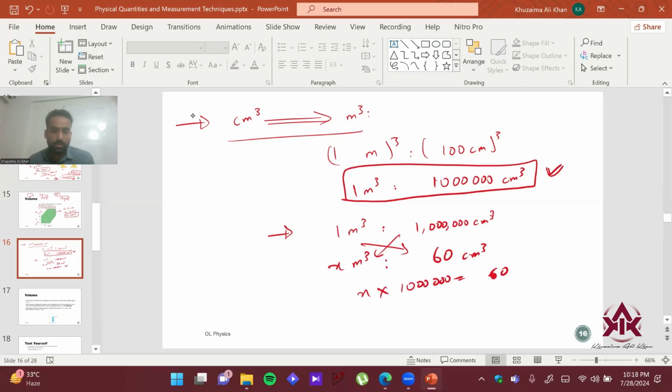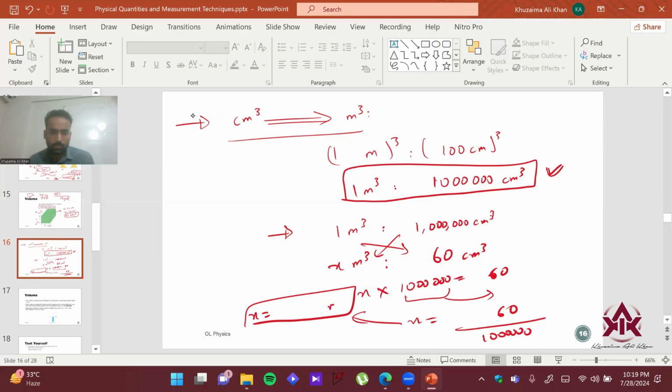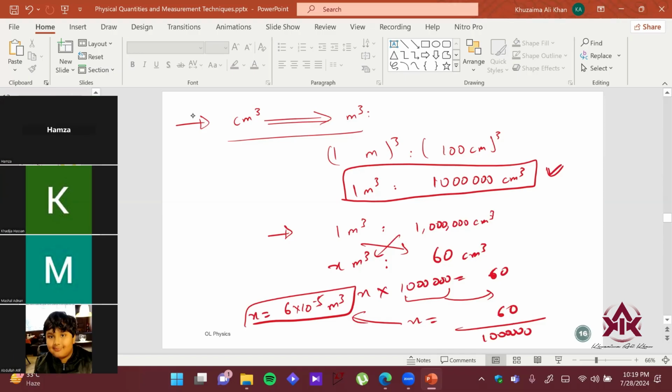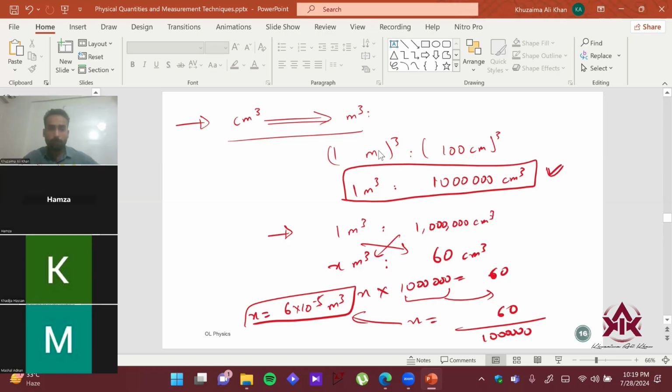Right? And how do you make x the subject? ये यहाँ पे multiply हो रहा है, वहाँ पे divide हो रहा है. So x is going to be basically 60 upon million. And your answer in meter cube: if you do 60 divided by million, it's going to be 6 times 10 to the power minus 5 meter cube. And you should know how to convert it into its standard form. If you don't know, you'll be stuck in your exams, right? So this is the basic building chapter over here, and I hope it makes sense, right?